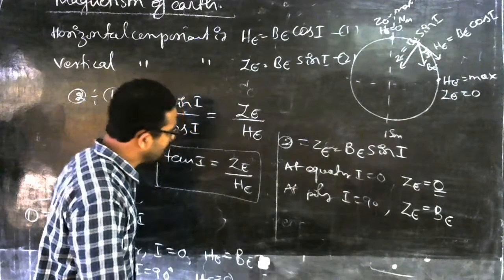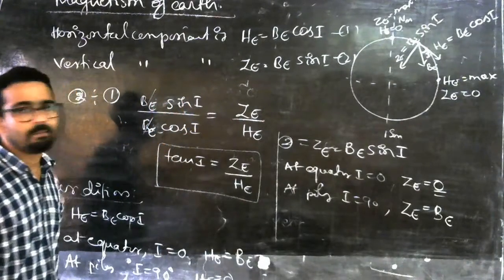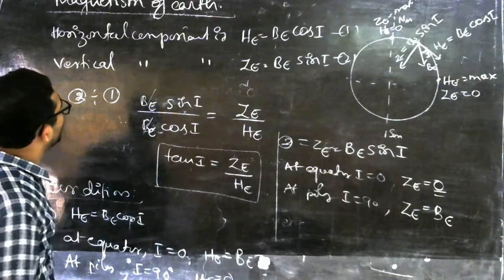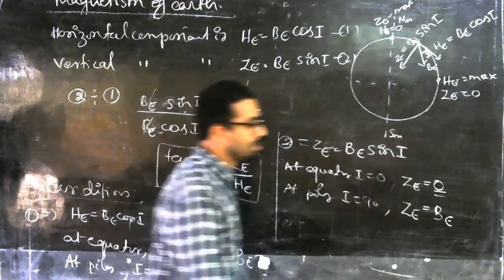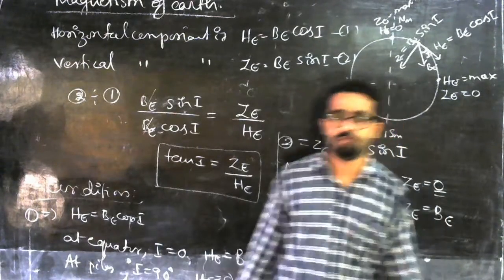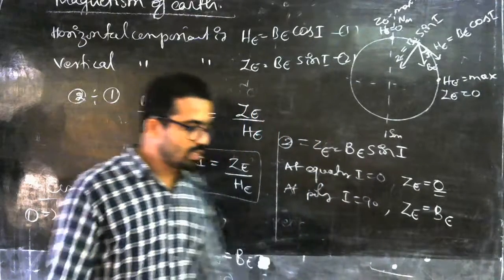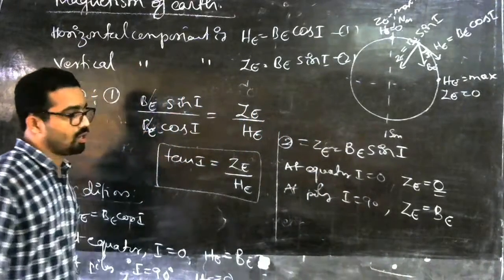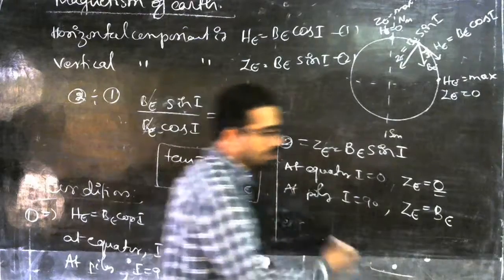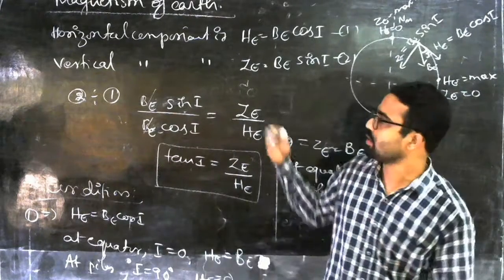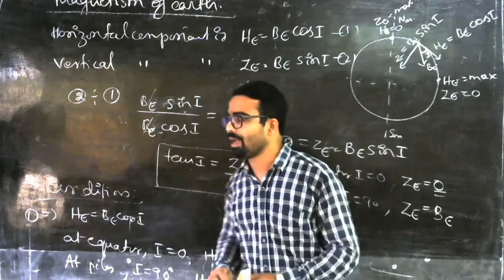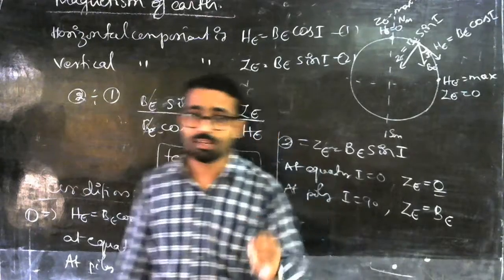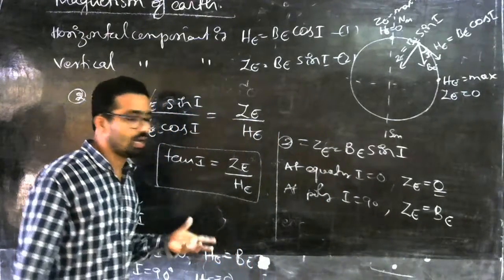So this is the result we got while discussing the elements of the earth's magnetic field. These are some of the terms that we discussed here: magnetic declination, magnetic inclination, and the horizontal component of the earth's magnetic field.